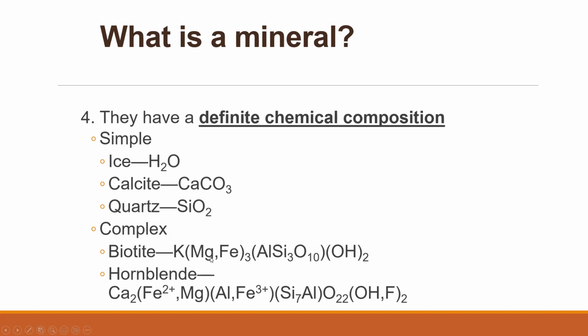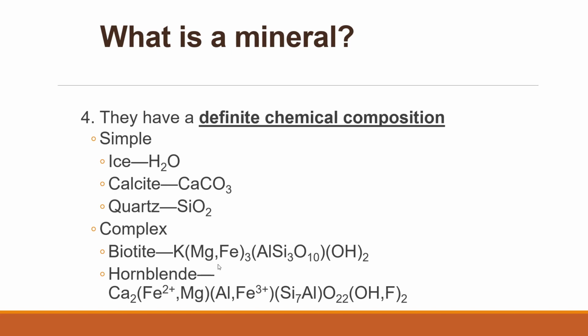Sometimes we have these parentheses because we can have substitutions. So for example, in this biotite, we have Mg, Fe, and there are 3 of those. That means that in this spot we can have magnesium, iron, or a combination of it. We just need 3 of that material in that spot.